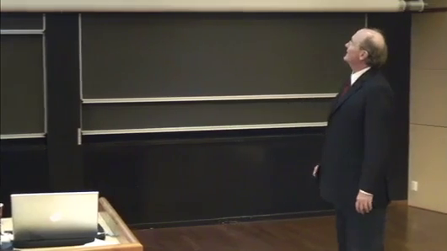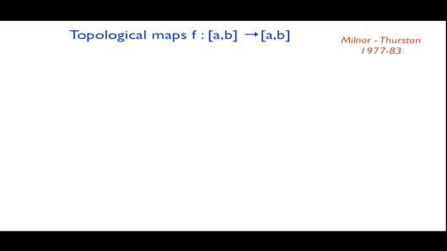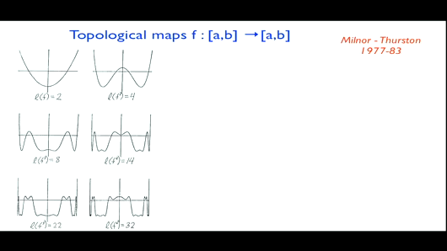Okay, so now to a theoretical investigation. In the late 1970s and early 80s, Milnor and Thurston made a really seminal contribution to the theory of this kind of topological folding map on the interval. So let me just give you a hint of what they studied in this work.